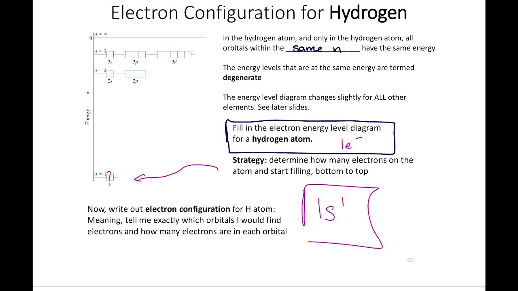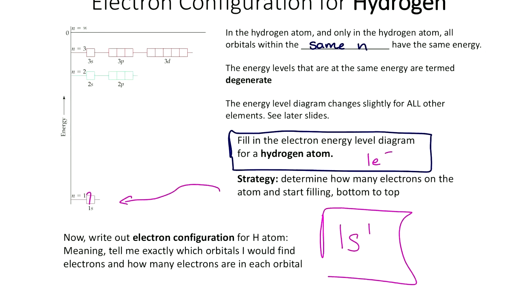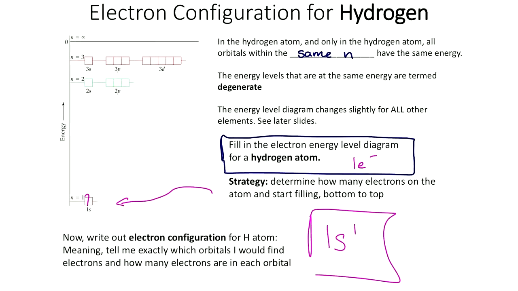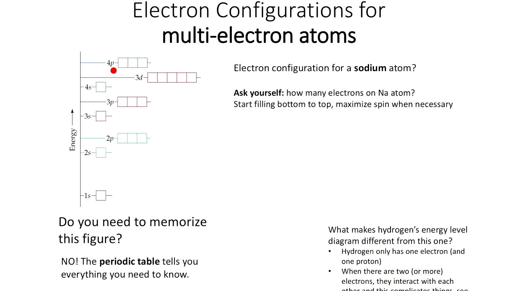Note here that all of the different subshells for n equals 1, 2, 3 are all the same energy for a hydrogen atom. That's only for a hydrogen atom. If we go to the next slide, this is the electron configuration diagram for any element other than hydrogen. We see it starts to split a little bit.